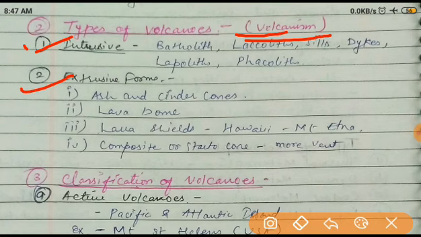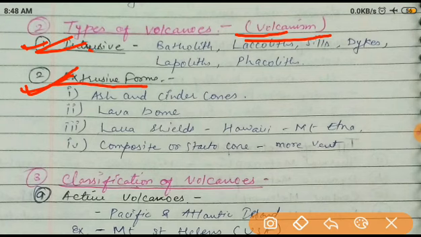It means lava or magma either coming out from the earth's crust or staying inside the earth's crust, so it forms different landforms or structures. These are the different volcanoes or volcanism. If I'm talking about intrusive, when the magma cools down inside the earth's crust, it is called the intrusive form. And when the magma comes out from the earth's crust, it is called the extrusive form.